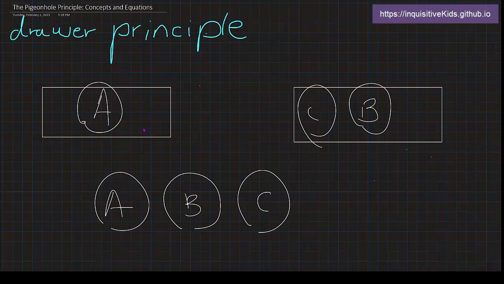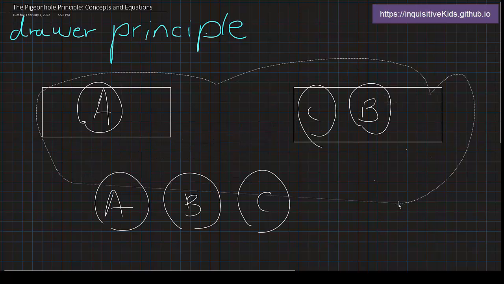So now I'm going to ask you a question. How many pigeonholes are there? Well, there are two pigeonholes. And how many pigeons are there? Three pigeons.